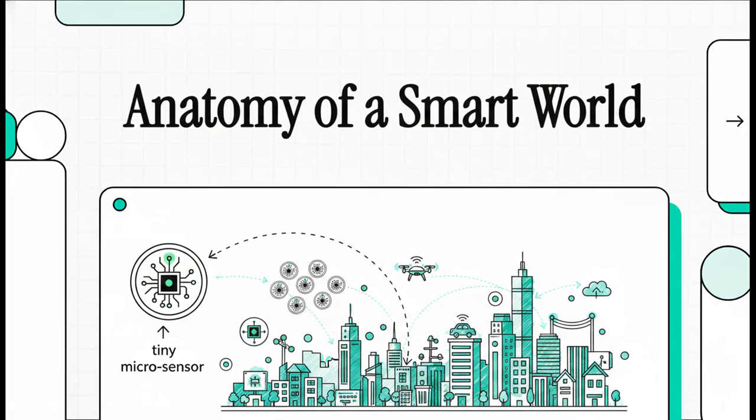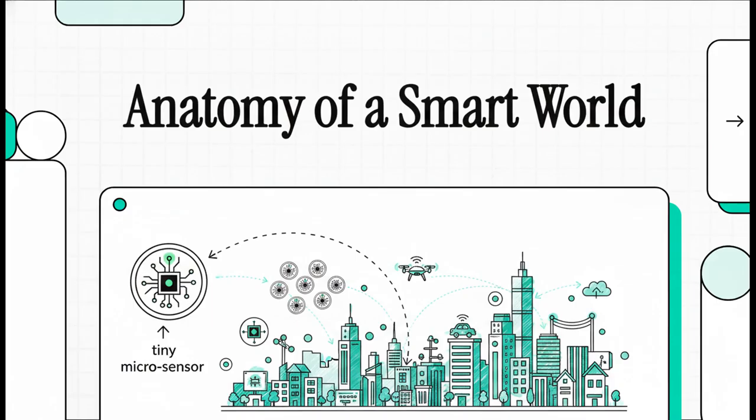Okay, let's dive right into this. Welcome to this explainer. Today, we're going on a really fascinating journey. We're going to start by zooming all the way in on a tiny single microsensor, and then we're going to zoom all the way out to see how millions of these devices come together to run an entire living, breathing smart city. We're talking, of course, about the Internet of Things, or IoT.